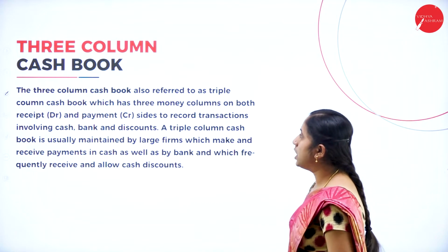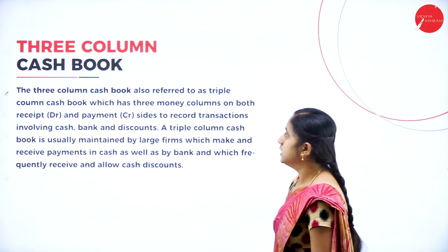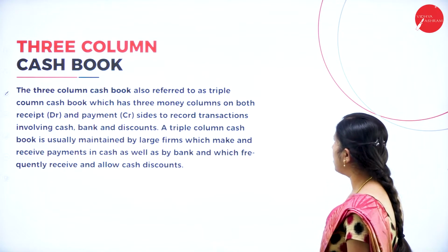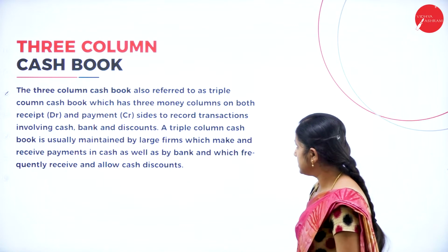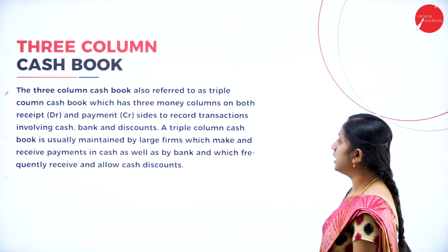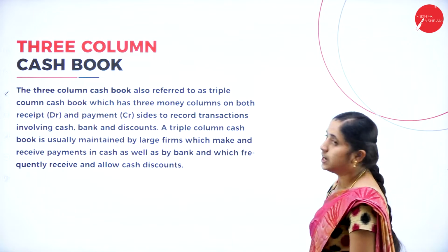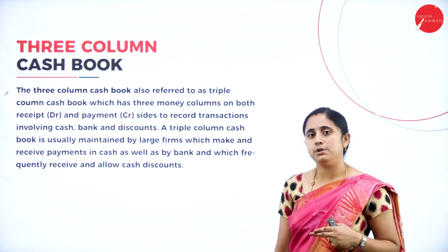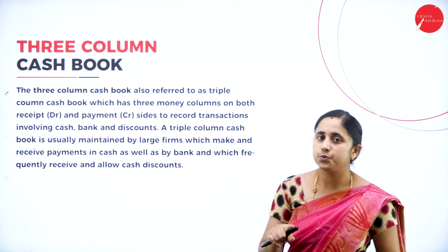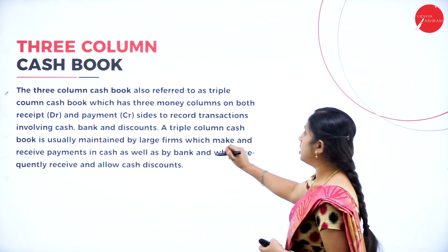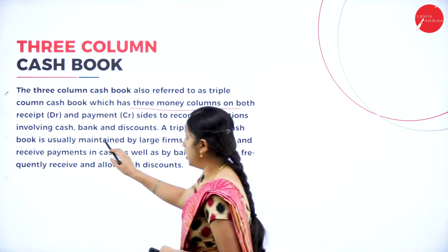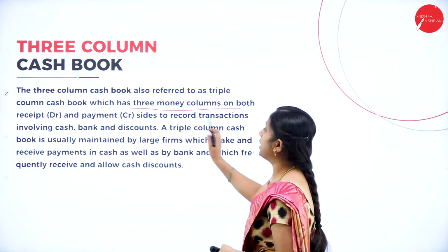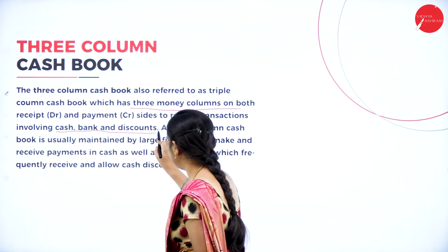Next, the triple column cash book, or three column cash book. The three column cash book, also referred to as the triple column cash book, has three money columns on both the receipts and payment sides to record transactions involving cash, bank and discounts. In the single column cash book, we have only one column for the amount, that is cash. In the double column cash book, we have two columns, one for cash and another for discount. In the three column cash book, we have three money columns on both sides, debit and credit, that is receipts and payment side, to record transactions involving cash, bank and discount.